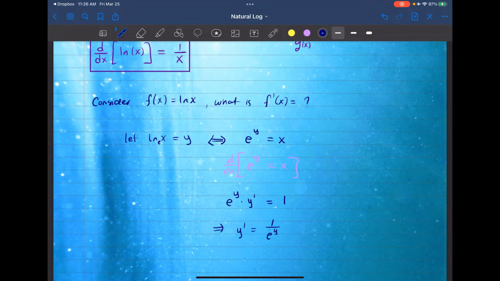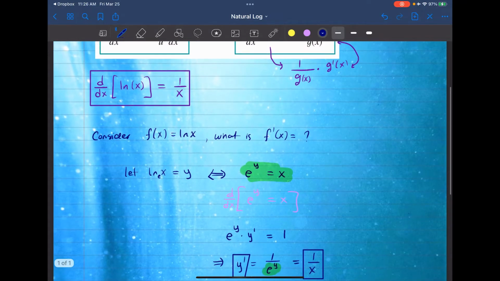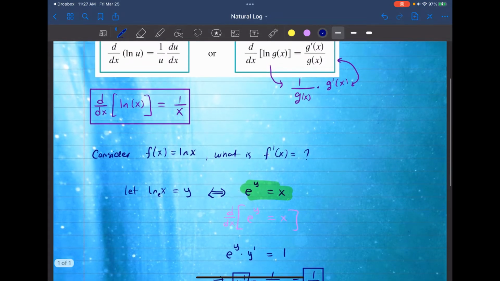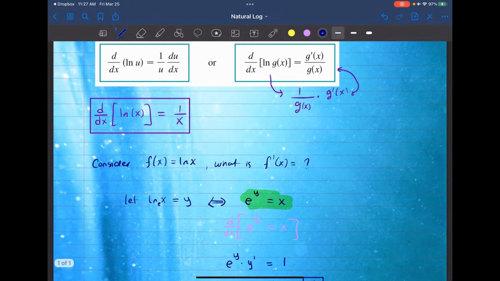Well, we're pretty much done here. Now we just need to substitute. But what is e to the y equal to? Well, e to the y is right here. That's x. Therefore, I substitute that in here. So my derivative is 1 over x. And that's why you see above that the derivative of ln of x is simply 1 over x. Now, to generalize this, we have the formula above. If you have u, a function of x, then the derivative of ln of u would be 1 over u times the derivative of the inner function by chain rule.